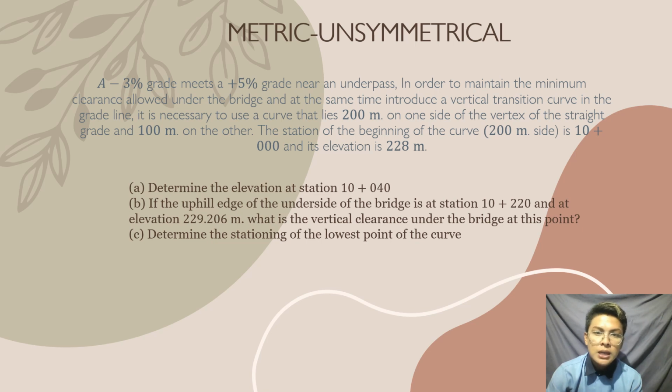The station of the beginning of the curve on the 200 meters side is 10 plus 000 and its elevation is 220. So we must determine the elevation at station 10 plus 040, and if the uphill edge of the underside of the bridge is at station 10 plus 220 and at an elevation of 229.206 meters, what is the vertical clearance under the bridge at this point? Letter C is to determine the stationing of the lowest point of the curve.